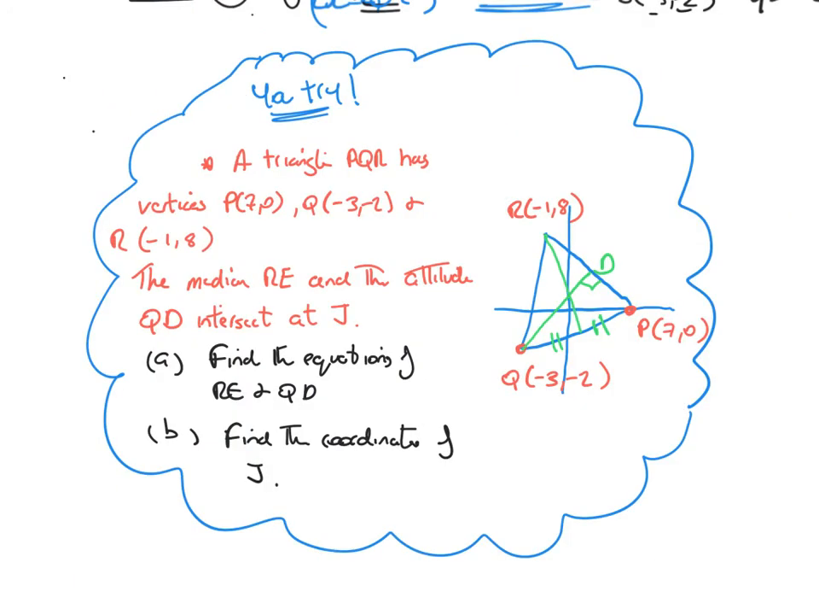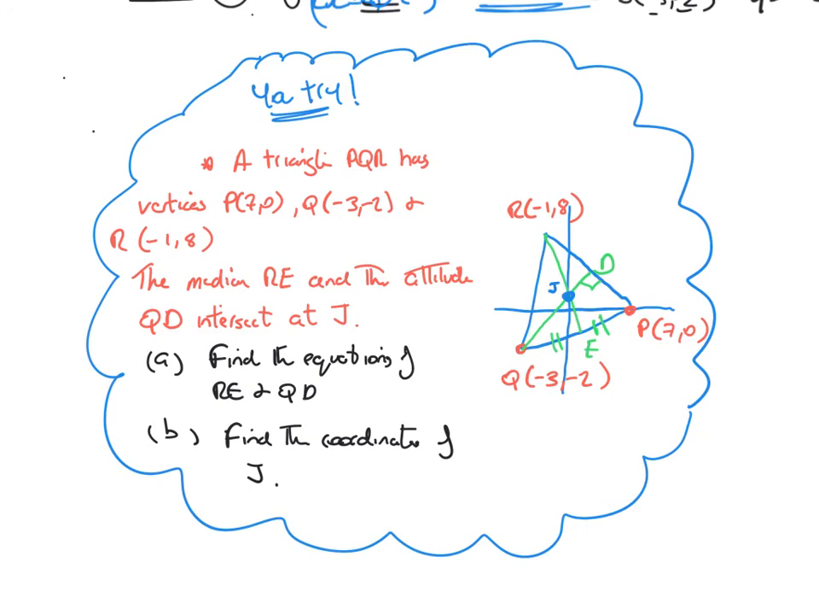Okay, so now you're going to try one. A triangle PQR, so there's the point P, point Q and point R, has vertices P (7, 0), Q (-3, -2) and R (-1, 8). The median RE, so there's the median RE, and the altitude QD intersect at the point that we're going to call J. Find the equations of both those straight lines, RE and QD, and then find the coordinates of J.